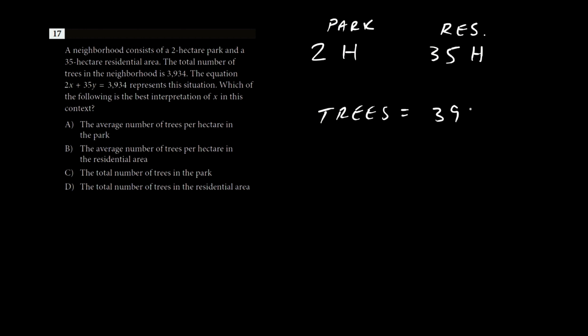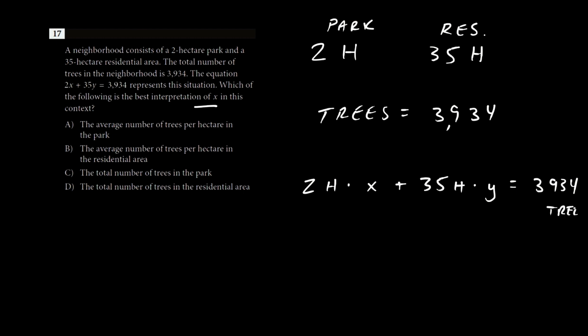equaling 3,934. Then they actually give us the equation. They say we have the equation 2x plus 35y equals 3934, but they want to know what's the interpretation of x. So we're equaling 3,934. So that is trees. So we're going to be doing 2, and then we have hectares, right, times x, plus the 35, we can see hectares times y equaling 3,934 trees. So we want our answer to be trees, whatever we're multiplying by.